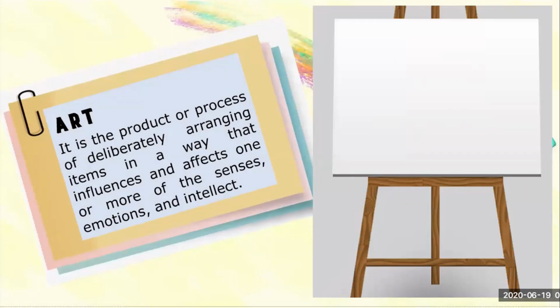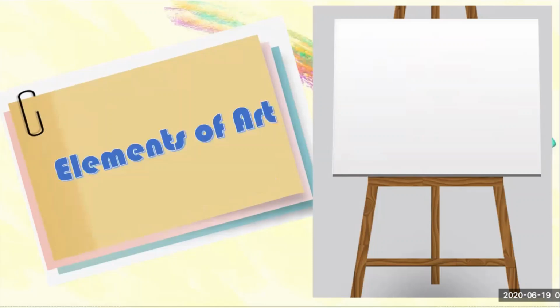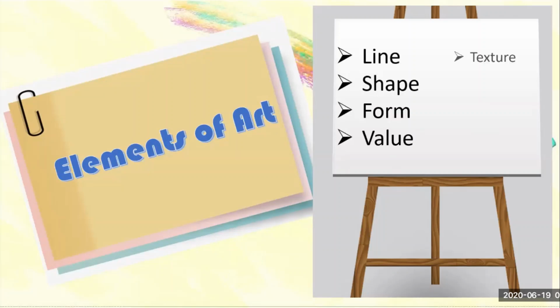Art is the product or process of deliberately arranging items in a way that influences and affects one or more of the senses, emotions, and intellect. The elements of art are the building blocks used by artists to create a work of art. Elements of art: line, shape, form, value, texture, color, space.